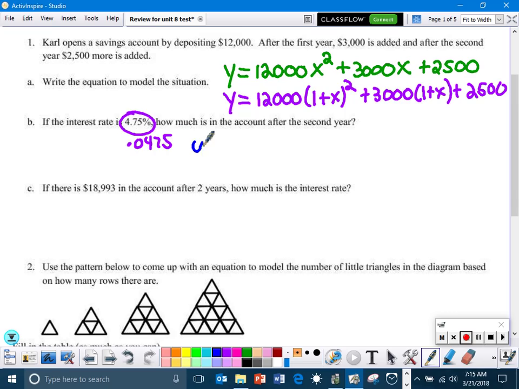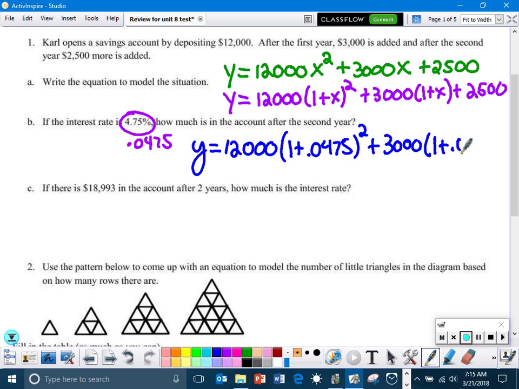So y equals 12,000 times (1 plus 0.0475) squared plus 3,000 times (1 plus 0.0475) plus the 2,500. Okay, so you'd need the 1 in there anyway. All right, so now to figure out the answer to that question, we're going to need to type this into our calculator.